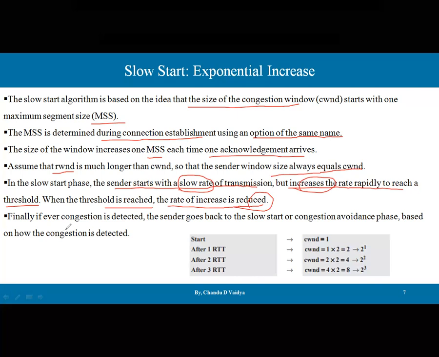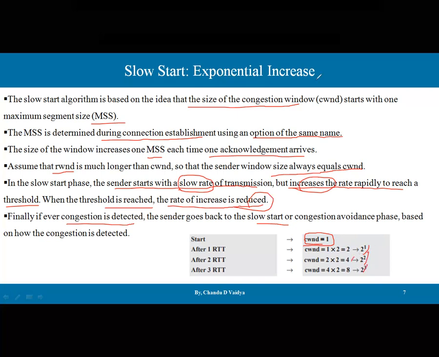Finally, if congestion is detected, the sender goes back to the slow start or congestion avoidance phase, based on how the congestion is detected. So let's take one example to understand this particular policy. Initially, the size of the congestion window is one. After that, it is increased exponentially: 2 to the power 1, that is 2, then 2 to the power 2, that is 4, 2 to the power 3, that is 8.